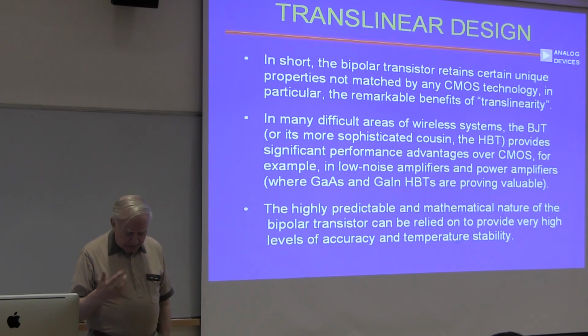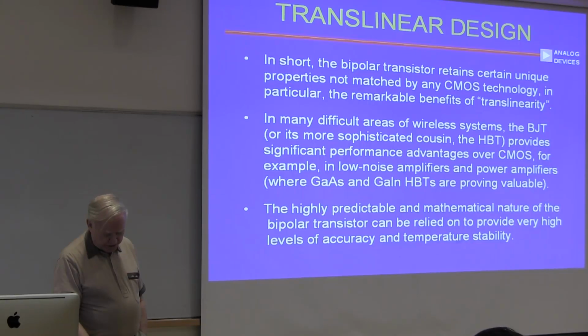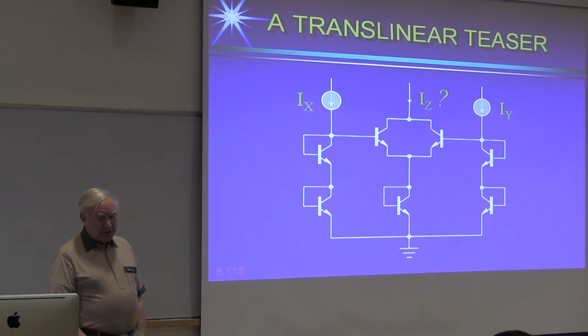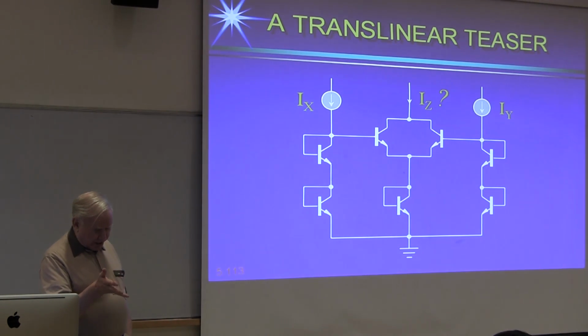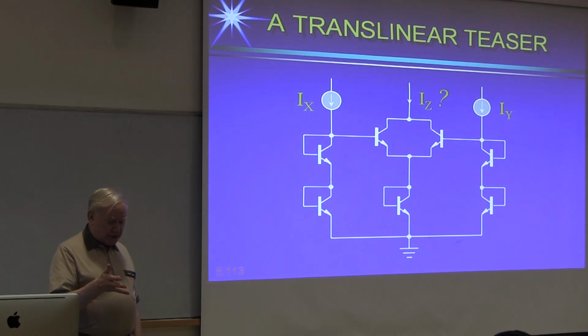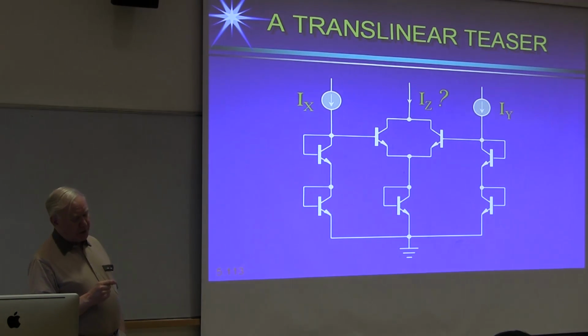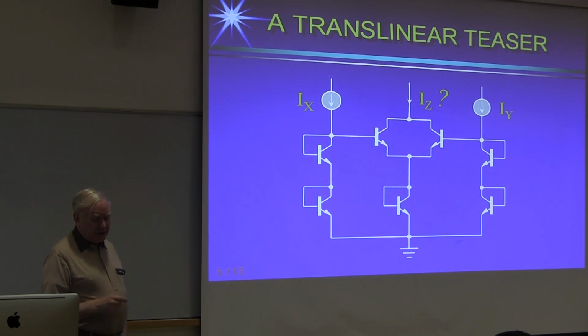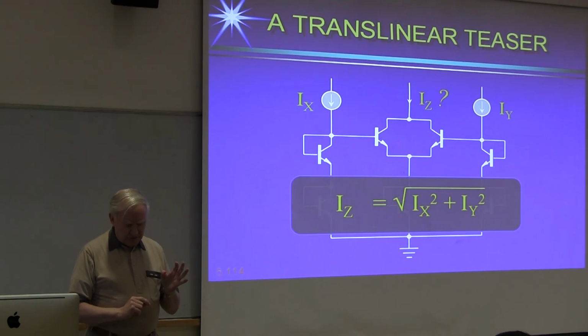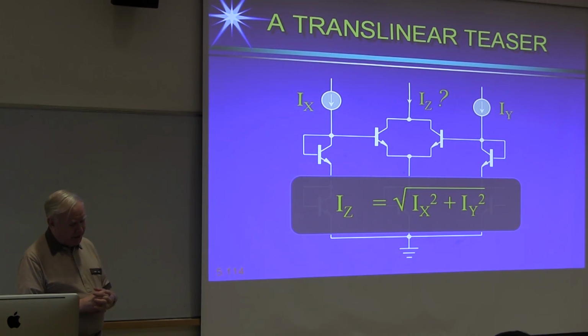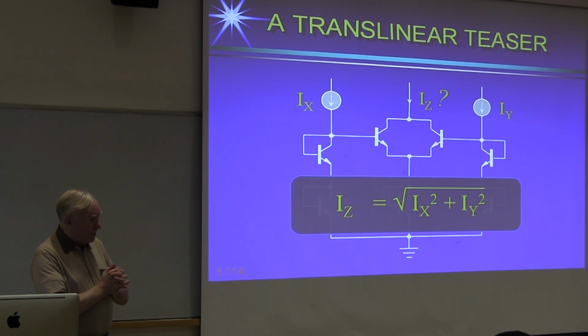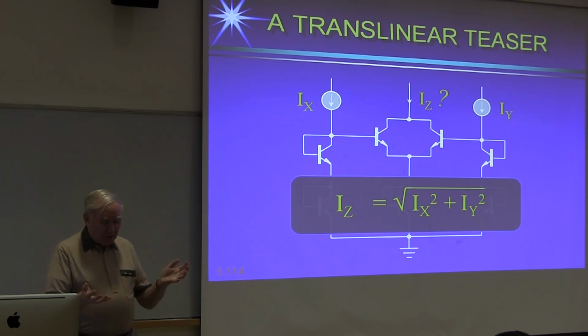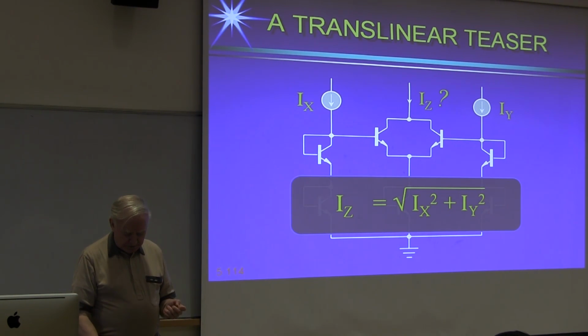So I believe in the bipolar, and I say that only because I know it's sort of going out of fashion. Here's a little teaser. Given the translinear principle is true, that is to say that each of these VBEs is proportional to the log of the current, how would you calculate what that center current is, given the two outer currents? It looks like two current mirrors working together somehow. What does it do? Well, a back of the envelope calculation will show you that IZ is the vector sum of X and Y. And that's all done in the space of, what, 7 transistors.